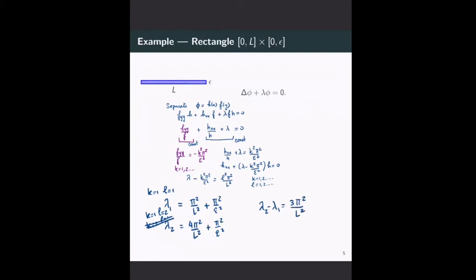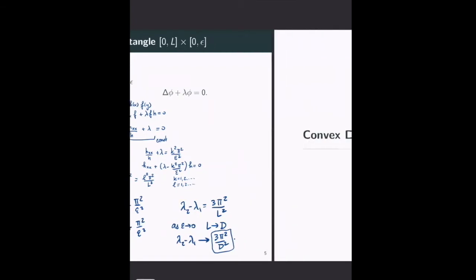Now, as epsilon goes to 0, L will tend to the diameter, which is the diagonal of the rectangle. So lambda 2 minus lambda 1 will converge to 3 pi square over d square. And this quantity will play a role in the fundamental gap conjecture.